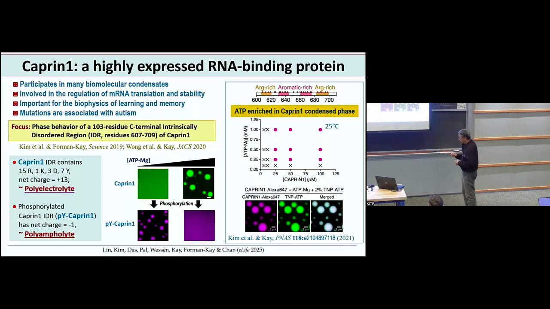So here are some of the experiments that Lewis and Julie got throughout the years. Caprin-1 doesn't phase separate without ATP and magnesium, but it does with them. But phosphorylated Caprin-1 is different. It phase separates without ATP, but it dissolves if you add more ATP. The other observation is that ATP is strongly co-localized within the condensate, as can be seen here.